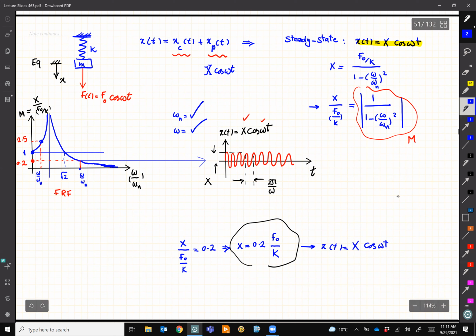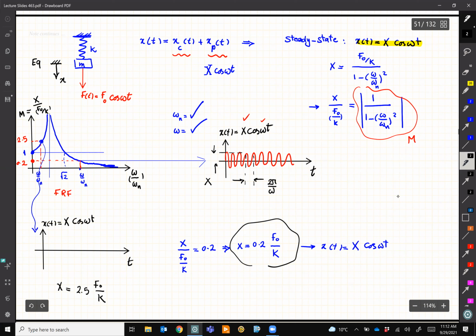Okay, this point, if I try to draw the same things, so this is t and this is x(t), the function is the same, it is X cosine omega t. This time X is 2.5 F0 divided by K, all right? Because m is 2.5, just some arbitrary numbers I want to show you. And I know the value of omega, so my graph is going to look like, oh, maybe I can do a better job.